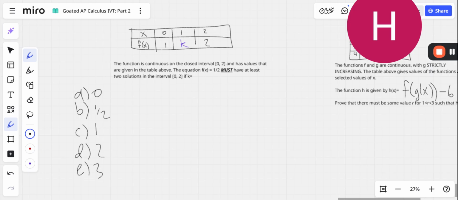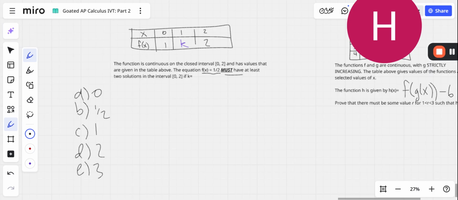Alright, let's get started. So, in the first one, we're given a function with a missing function value, and we're told that the function is continuous on [0, 2]. So that means the IVT should apply from 0 to 2. The question is, if the equation f of x equals 1/2 must have 2 solutions in the interval, what does k have to be from these options?